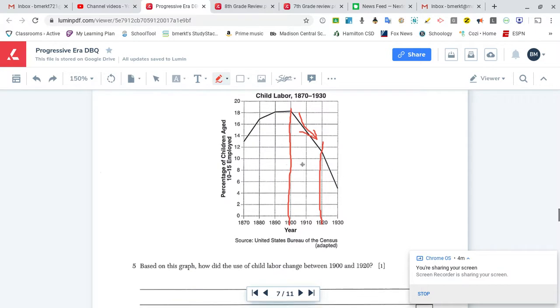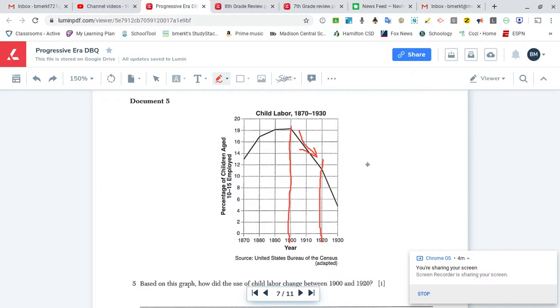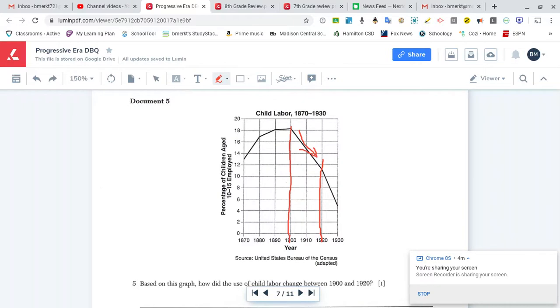And like I said, it doesn't ask you why it does this. We know the reason why is because they passed laws. They started passing laws banning or outlawing child labor, making requirements and different things like that here and there, as far as law went. And that'll get us through documents 4 and 5.